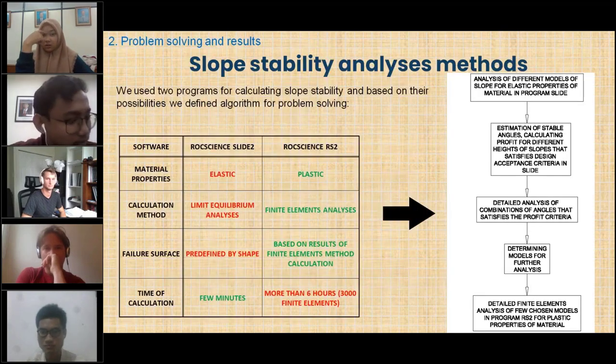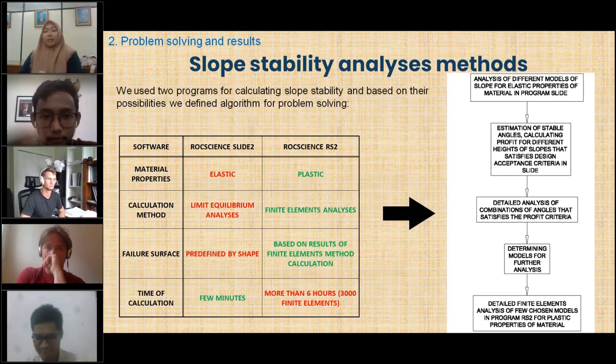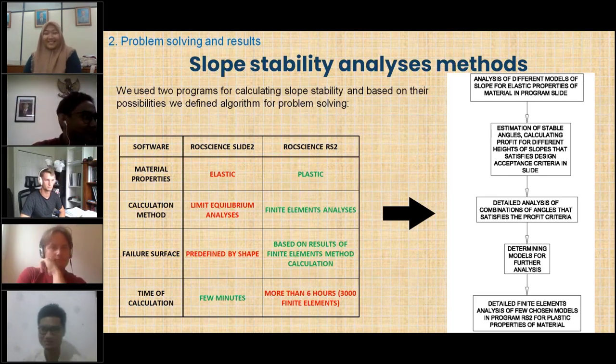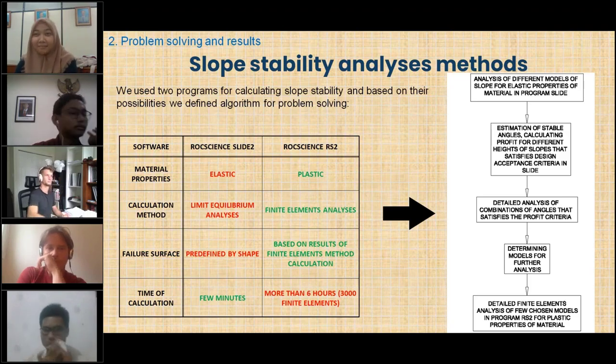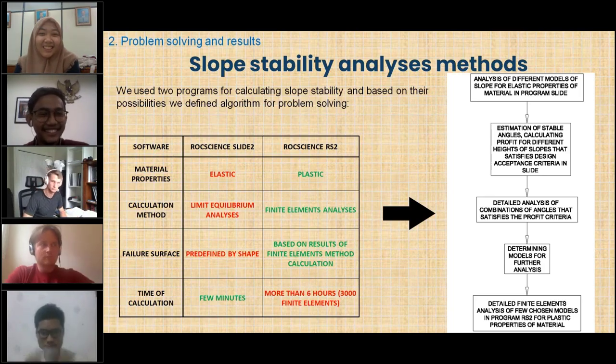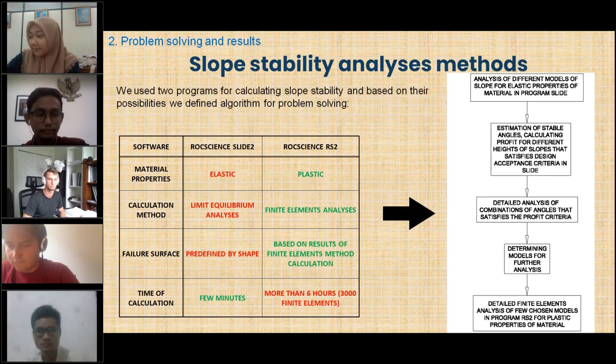We used two programs for slope stability calculations. It was RocScience Slide 2 and RocScience RS2. The differences in their possibilities that matter in this task are given in this table. Slide has the possibility to calculate only with elastic materials with predefined shape of failure surface by limit equilibrium method, but with time of calculation that is much less than time needed with RS2. RS2 has possibilities to calculate with all parameters of materials given in this task, using finite element method for calculations, and it is much more accurate than Slide 2.